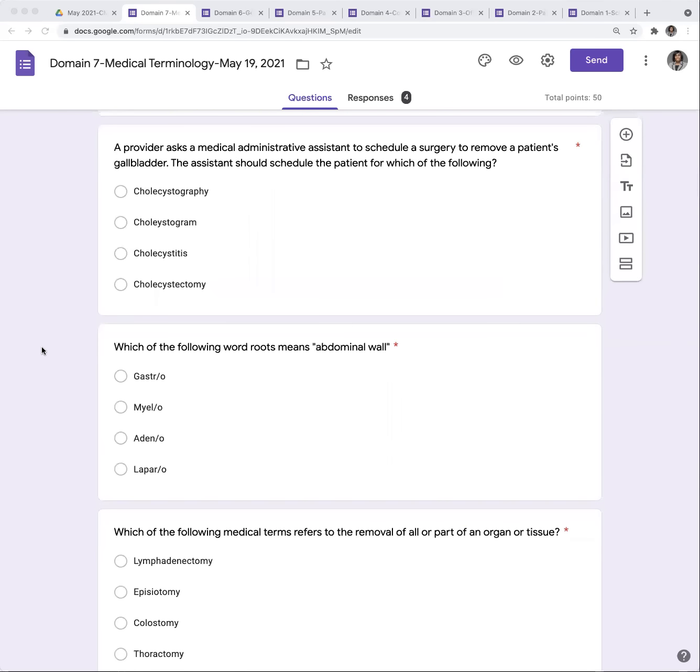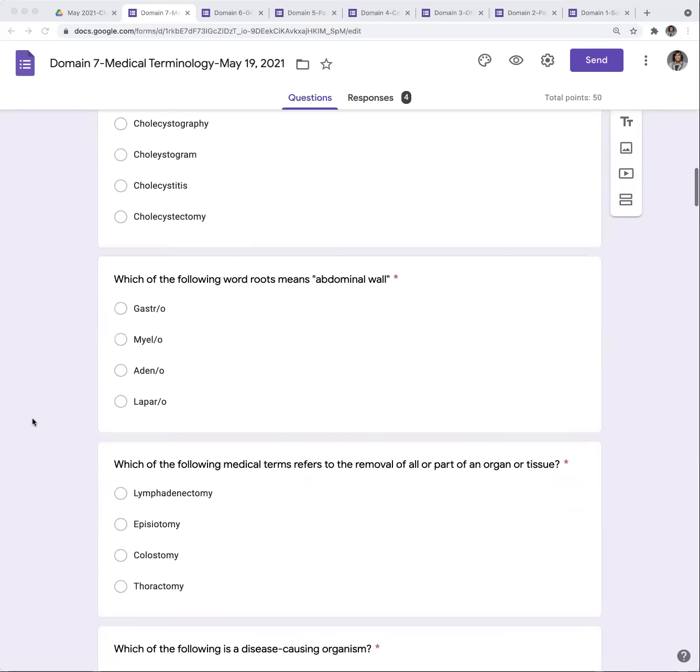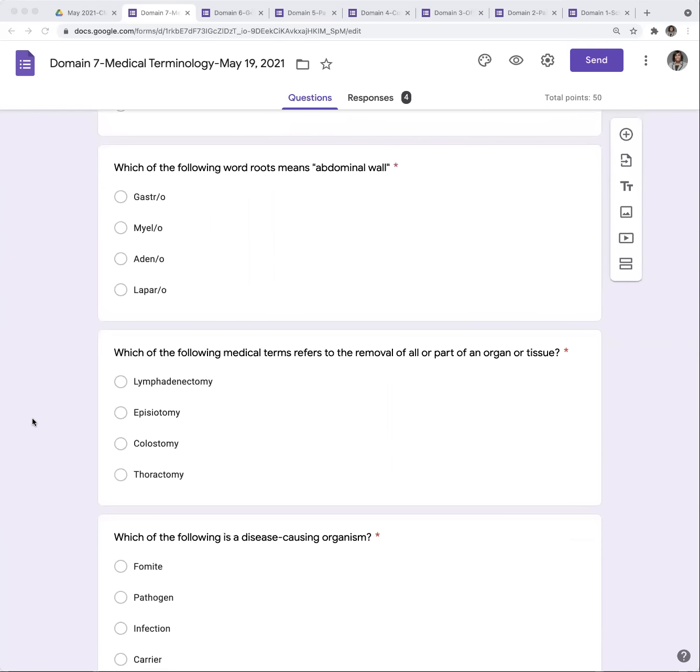A provider asks a medical administrative assistant to schedule surgery to remove the patient's gallbladder. So that would be the last one. Cholecystectomy. All right, next up, which of the following word roots means abdominal wall? Adeno. So adeno is actually gland. It would be lateral.